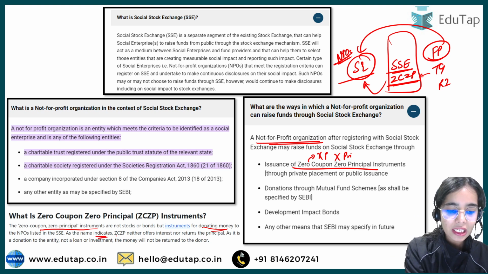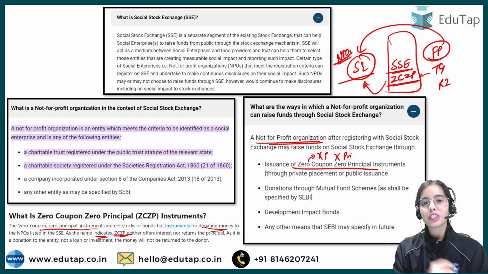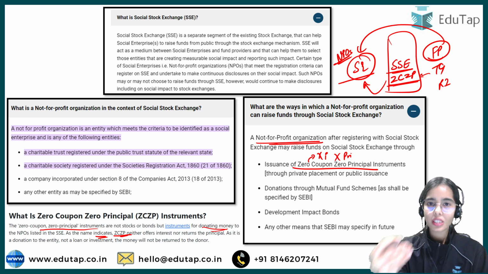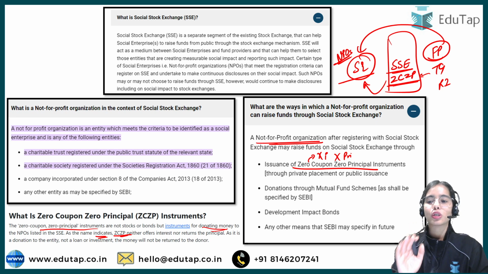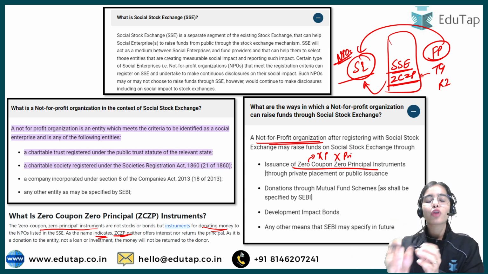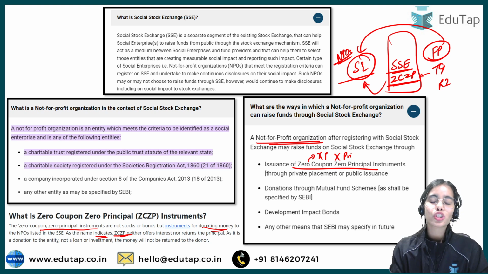So as the name indicates, the zero coupon, zero principal neither offers interest, nor does it return the principal. So simply it is the donation from the fund provider to the NPOs, to the social enterprises.